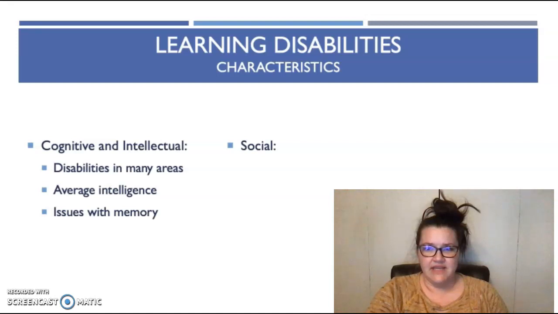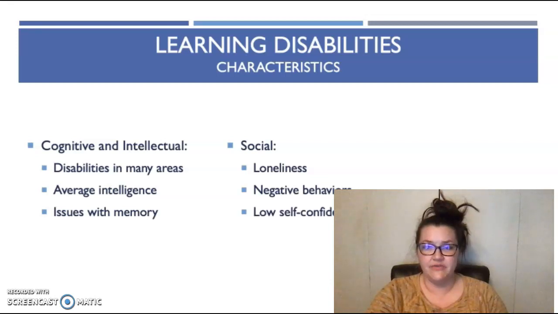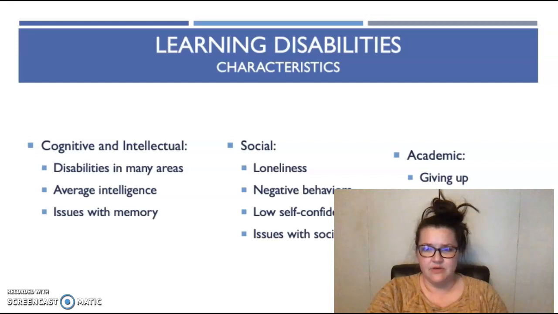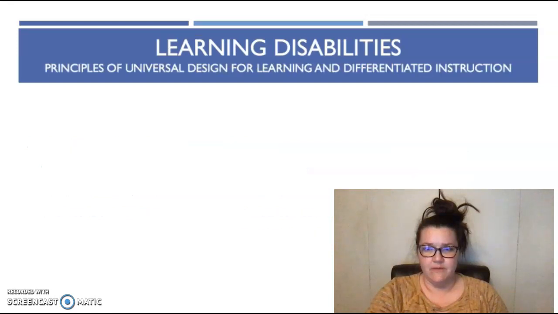Socially, these students can have bouts of loneliness, acting out types of behavior, issues of self-confidence in certain situations, and misinterpret social cues. Academically, they may give up easily in areas of weakness to get out of work, frequently disrupt others when needing to do their own work, and schoolwork is inconsistent or generally poor.